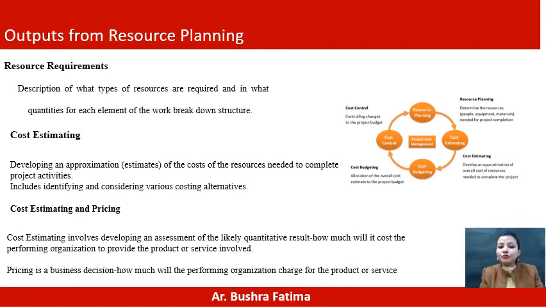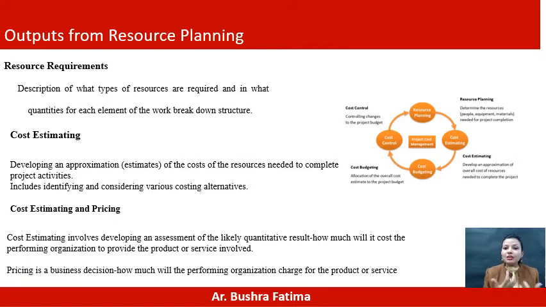There are some outputs from the resource planning. First of all, as I said, resource planning determines the resources. Cost estimating develops an approximation of the overall cost of resources needed to complete the project. Cost budgeting is allocation of the overall cost estimate to the project budget, and cost control is controlling changes to the project budget. So the resource requirement is what type of resources are required and what quantity of each element.